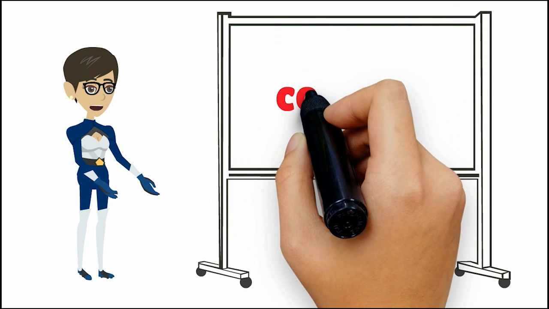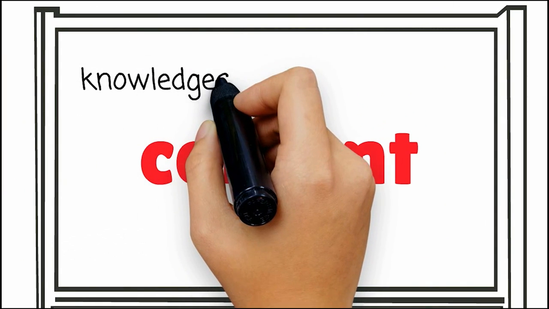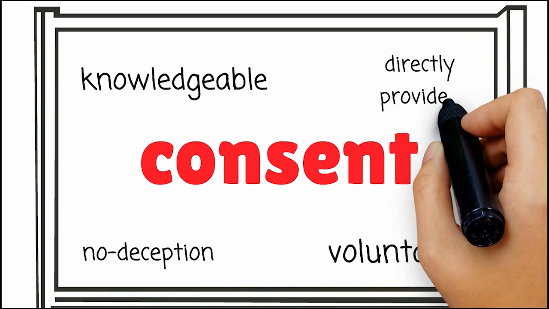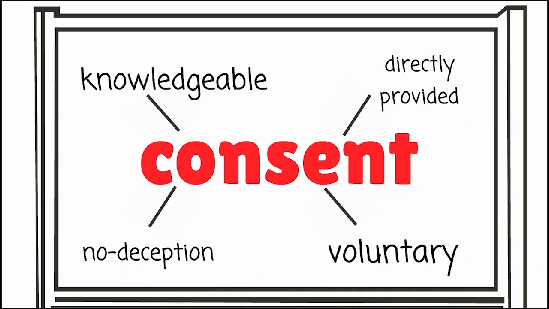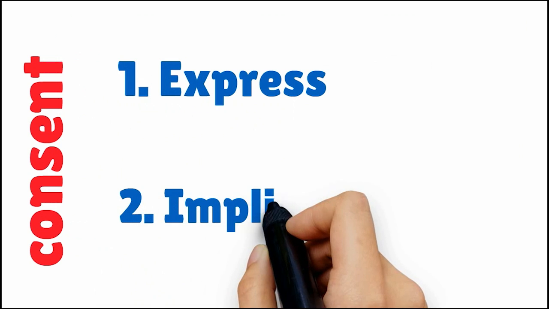Before we go any further, let's talk about those details of consent. Consent must be knowledgeable, voluntary, not obtained through deception, and directly provided by the patient or an authorized decision maker. There are two types of consent: express and implied.